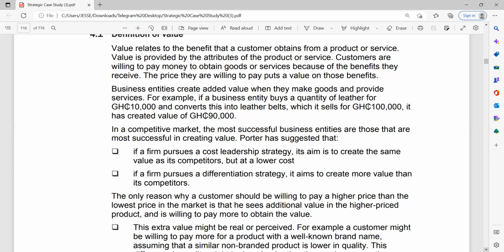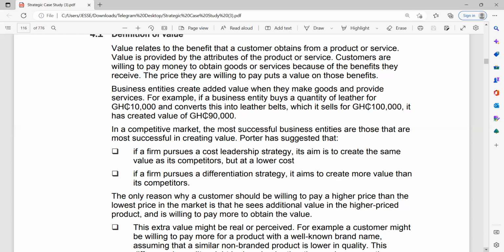So for example, if we have two phones, and those two phones offer the same value, but one producer sells the phone at 10% lower than the other, then that producer is leading on costs. If a firm pursues a differentiation strategy, it aims to create more value than its competitors. Right? So you see the difference.